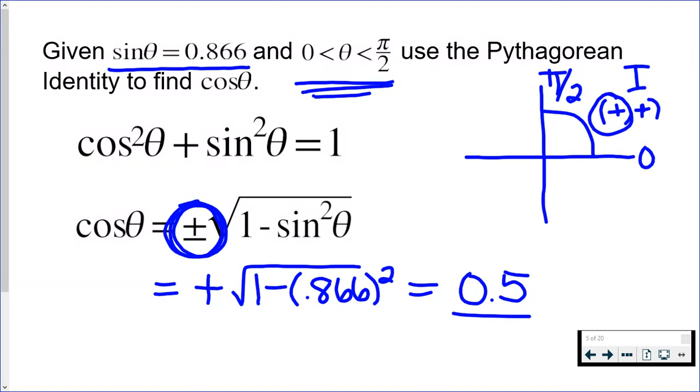So again, we're in quadrant 1. What we just found is for the angle in the question, the cosine or the x value is 0.5. The sine or the y value is 0.866. And they're both positive because we're in quadrant 1.